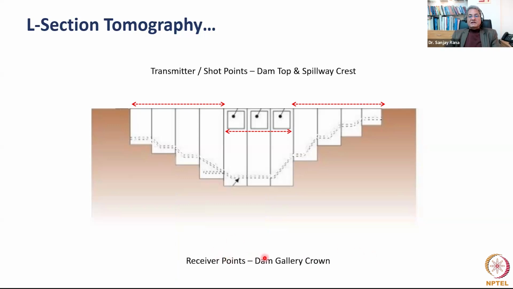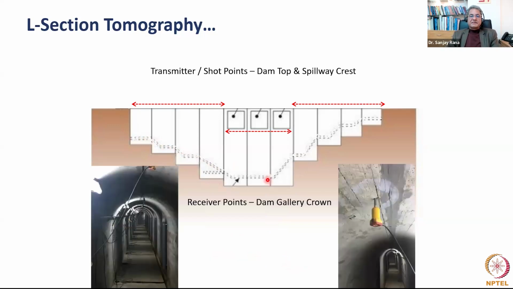And the receiver points are in the dam gallery crown. So this is the dam gallery, and here in the crown we put our receiver points, something like this. You can see here drilling has been done, a small drill has been done, and receivers have been put in the crown of the gallery. So now we are going to initiate our elastic waves from here, and we are going to pick these waves in the gallery.